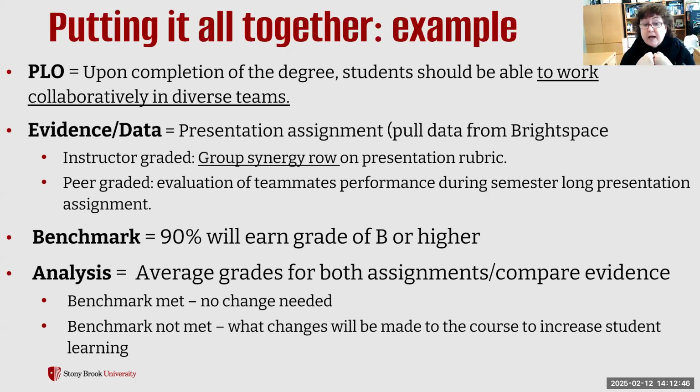So we pull that data. We also have the peers, each member of the group, evaluate their teammates to see how well they worked. Were they collaborative, working in a group team? We set the benchmark that 90% of our students will earn the grade of B or higher. That's our benchmark. That's where we want students to be performing. And then we average the grades for group synergy, and we average these grades.